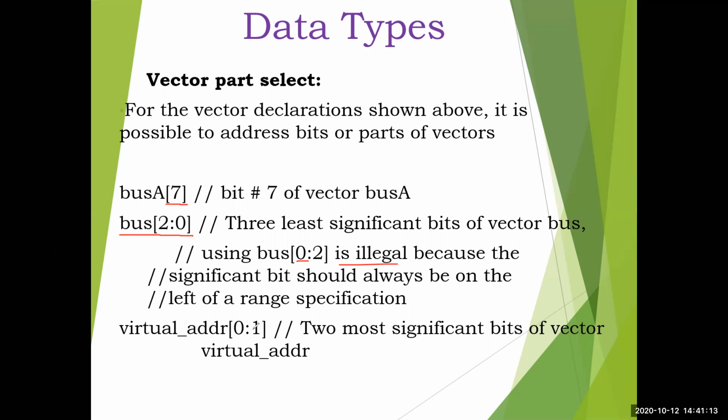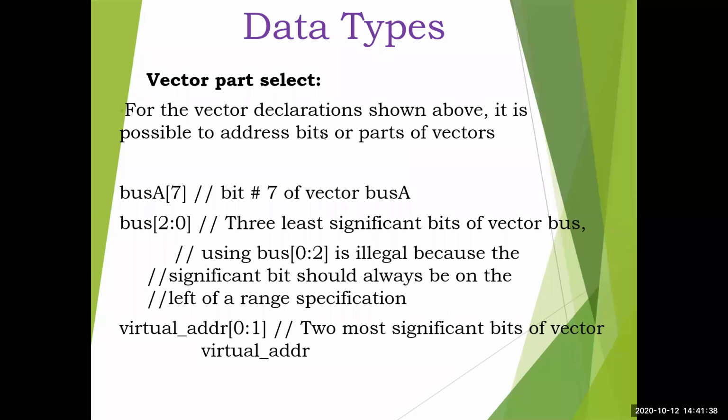Whereas in this case, virtual address 0 to 1, here it is mentioned low number, high number. That's why 0 to 1 is valid. So it indicates two most significant bits of vector virtual address. So out of 41 bits, we are referring only to the 2 MSB bits. Like that, we can select part of the vector. We call that vector part select.